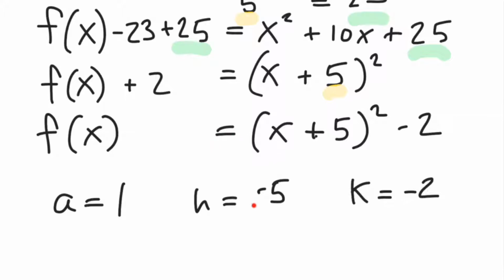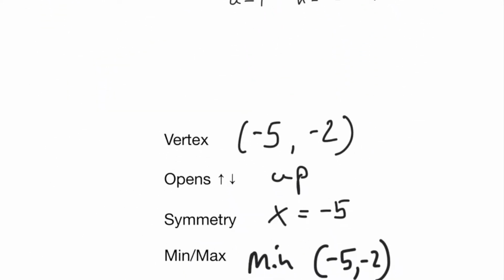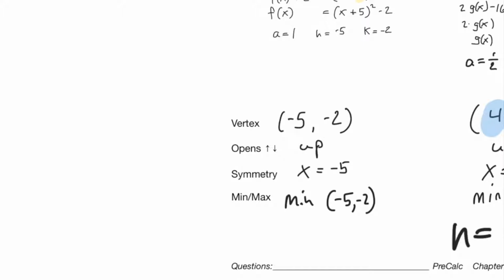we can figure out what the a, h, and k values are. A is 1, h is negative 5, because remember, x plus 5, h is going to be defined as x minus h, so it's the opposite of what you see here. H is negative 5, k is negative 2. Done. And from that, we can gather all of the really interesting graphing data that we have. We'll know that it has a vertex of negative 5, negative 2. We'll know that it opens up because the a value is positive. We'll know that the line of symmetry is x equals negative 5. That's where the vertex is. And we'll know that the vertex itself is going to be a minimum at negative 5 comma negative 2. Done.